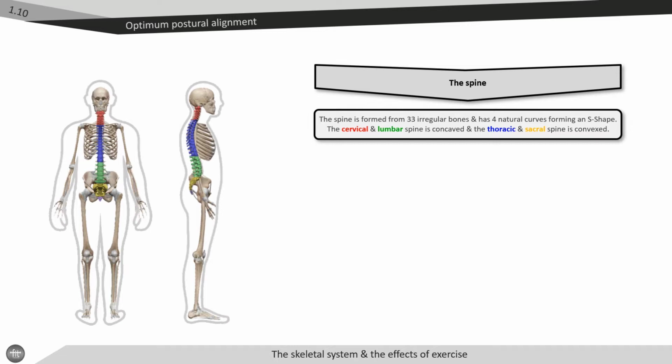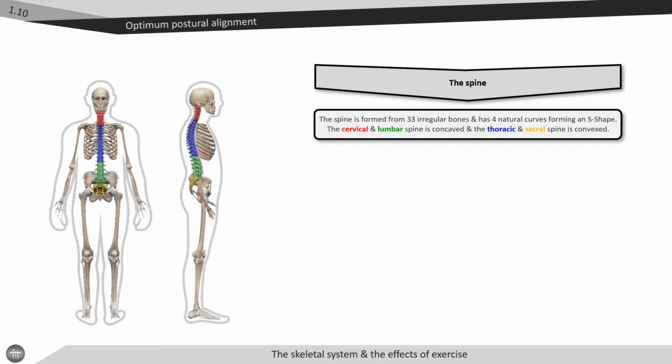The spine is formed from 33 irregular bones known as vertebrae, and forms an S shape from 4 natural curves. 2 of these curves are concaved, including the cervical and lumbar vertebrae, and 2 of the curves are convexed, including the thoracic and sacral vertebrae. Each region of the spine has a different number of vertebrae and is shaped slightly differently. This allows for different ranges of motion being possible at the various different sections of the spine.